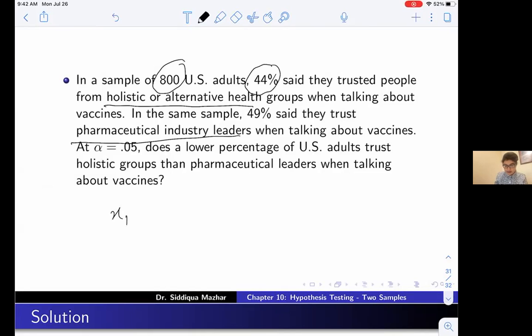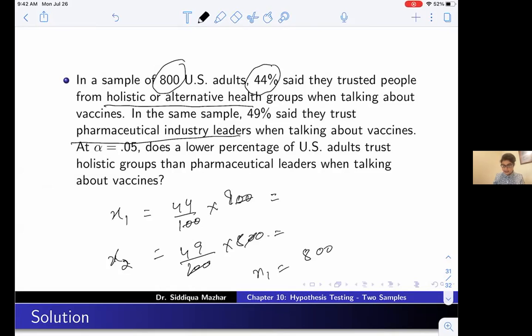It means X1 you can calculate by 44 divided by 100 multiplied by 800. So this will give you your X1 value. And the X2 value is 49% of 800 US adults who trusted the pharmaceutical industry. This will give you your X2 value for group 2. And your N1 and N2 in both cases will be 800.